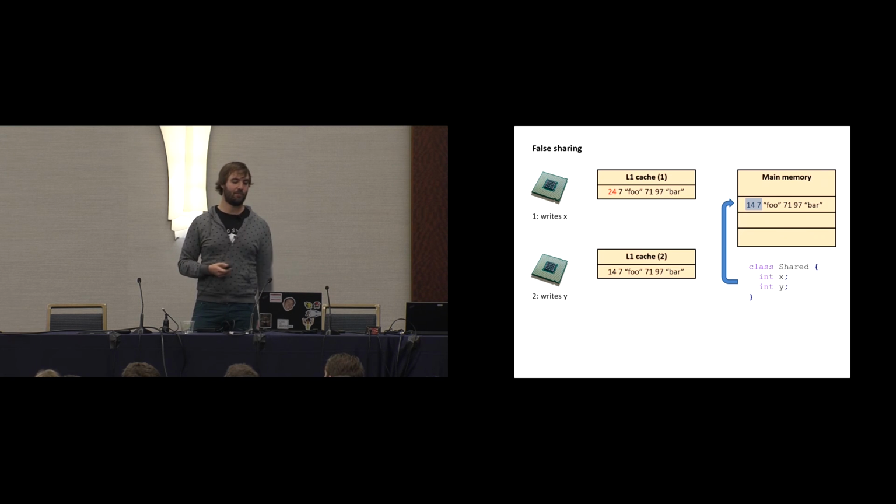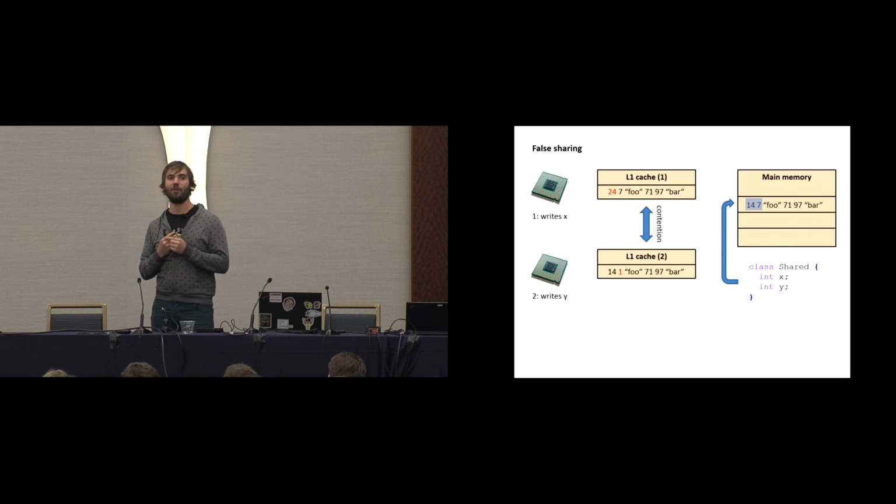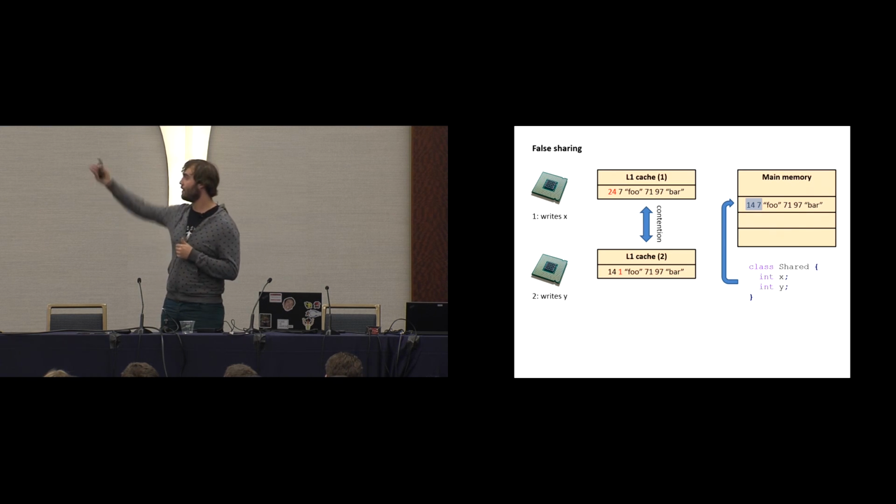And one says, okay, this 14 becomes 24, and the second one says the 7 becomes 1. Then we have a contention. These two processes have to figure out how they change their cache lines and have to synchronize their information, despite that these two values don't have anything to do with each other. And this seems very artificial, but it's actually something that I see all of the time.